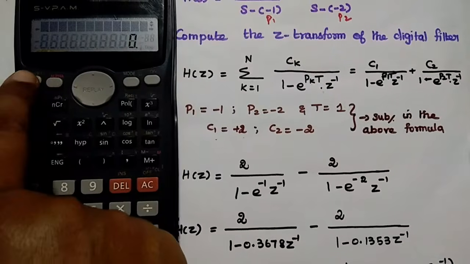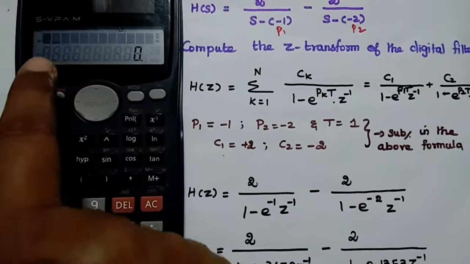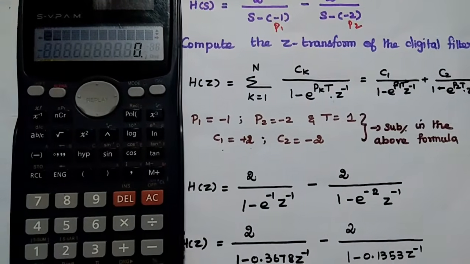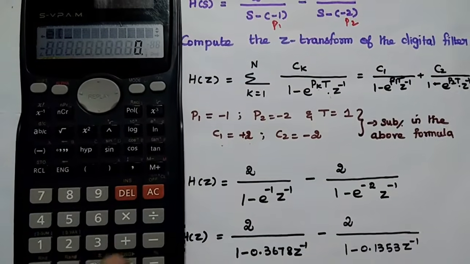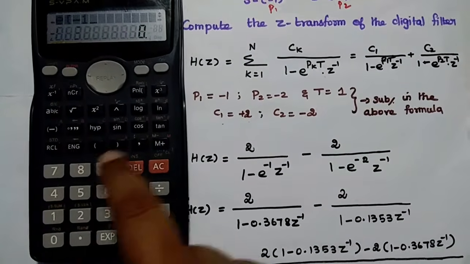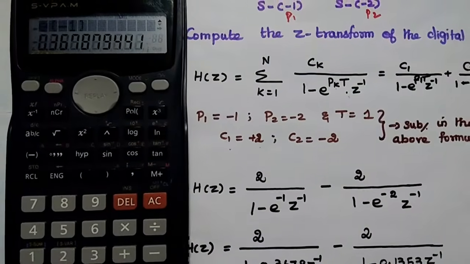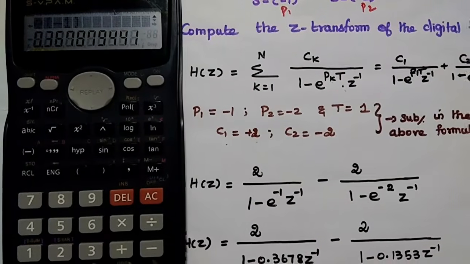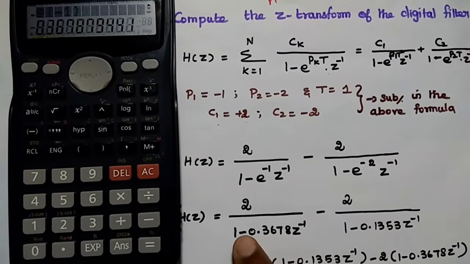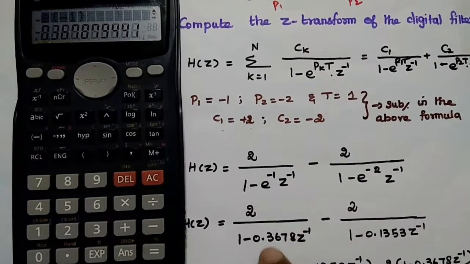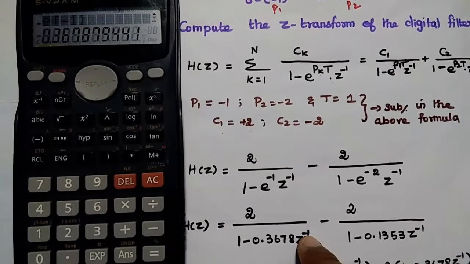So for that we have to press the shift and this ln button. You can see there is exponential term e. Okay, so here we are having e power minus 1. So for that we have to press this open bracket and put minus 1 and then close the bracket and press equal symbol. You can see the value as 0.367879. Correct. So we have to round off that value up to 4 digits. So we can get the value as 1 minus this e power minus 1 becomes 0.3678, Z power minus 1.